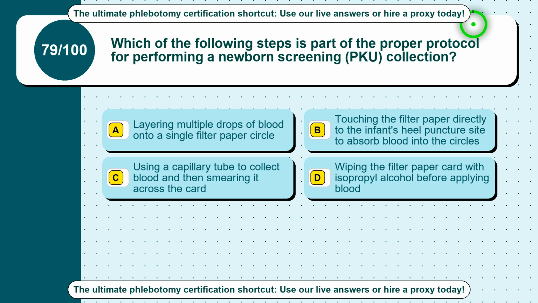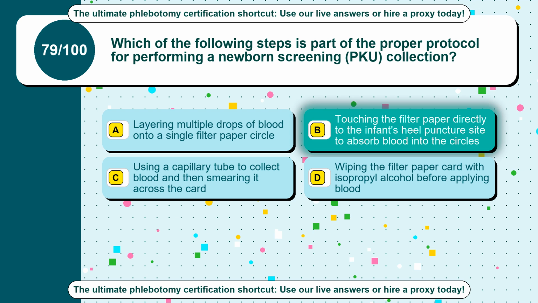Question 79. Which of the following steps is part of the proper protocol for performing a newborn screening, PKU collection? Option A, layering multiple drops of blood onto a single filter paper circle. Option B, touching the filter paper directly to the infant's heel puncture site to absorb blood into the circles. Option C, using a capillary tube to collect blood and then smearing it across the card. Option D, wiping the filter paper card with isopropyl alcohol before applying blood.